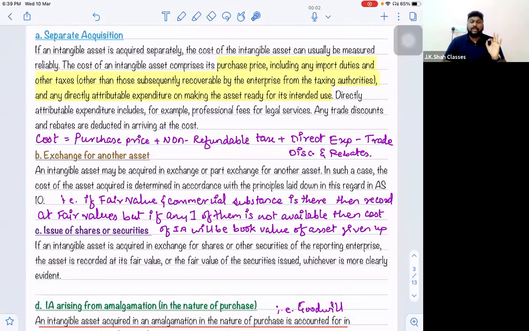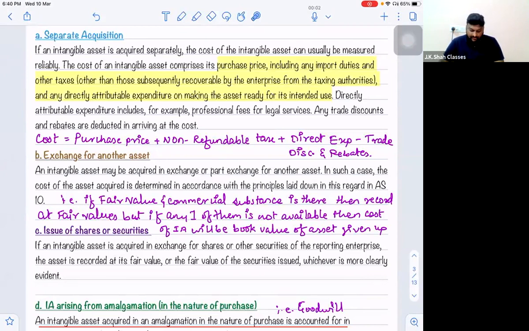Exactly the same. But sir, if fair value or commercial substance is not available, meaning any one of the two is not available, then the incoming intangible asset will be recorded at the book value of the asset given up plus or minus the boot money exchanged.